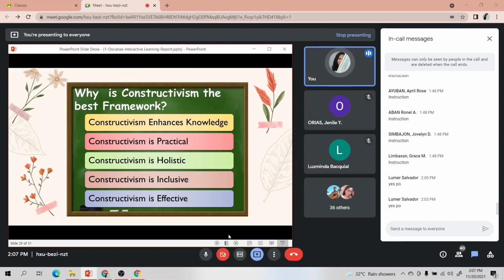Then, why is constructivism the best framework for interactive learning? So first, constructivism enhances knowledge. And then second, it is practical. So it is actual doing, di ba? Not just theory, but you have to integrate learning by doing. And then it is holistic. So it's a complete system. And also constructivism is inclusive. So it does not leave any part out. So everything is already there. And then constructivism is also effective.